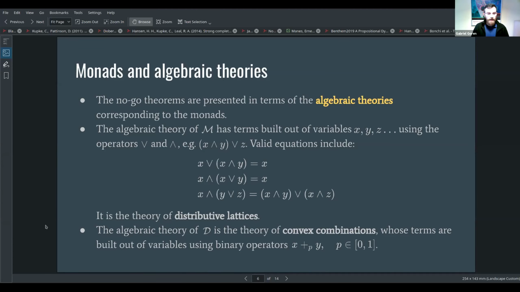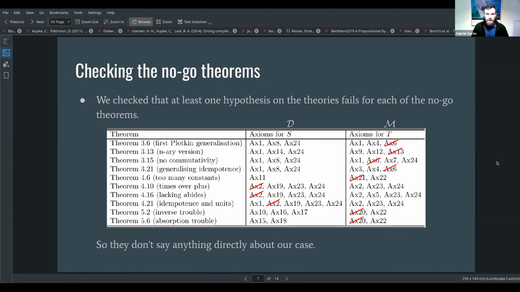On the other side, we have the algebraic theory of D, which is a theory of convex combinations, where we form terms by taking some variables and then using these binary operators plus sub p, where p belongs to the unit interval. So using that these are the theories for these two particular functors, we checked this list of different theorems, and at least one hypothesis on these theories fails for each of the no-go theorems.